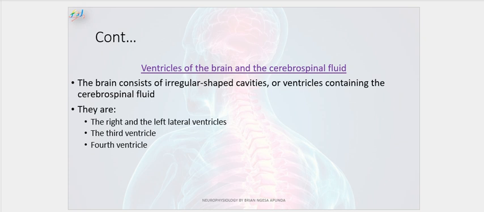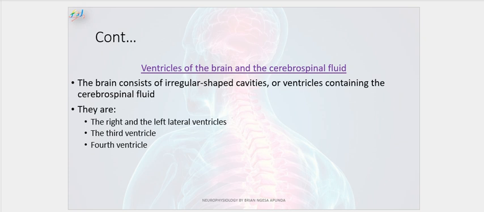So we have the right and the left lateral ventricle. We will be able to see that anatomically. These should be housed in the cerebral hemispheres, the right on the right cerebral hemisphere, the left on the left cerebral hemisphere. And they are normally communicated. There is normally some form of communication with some thin membrane.